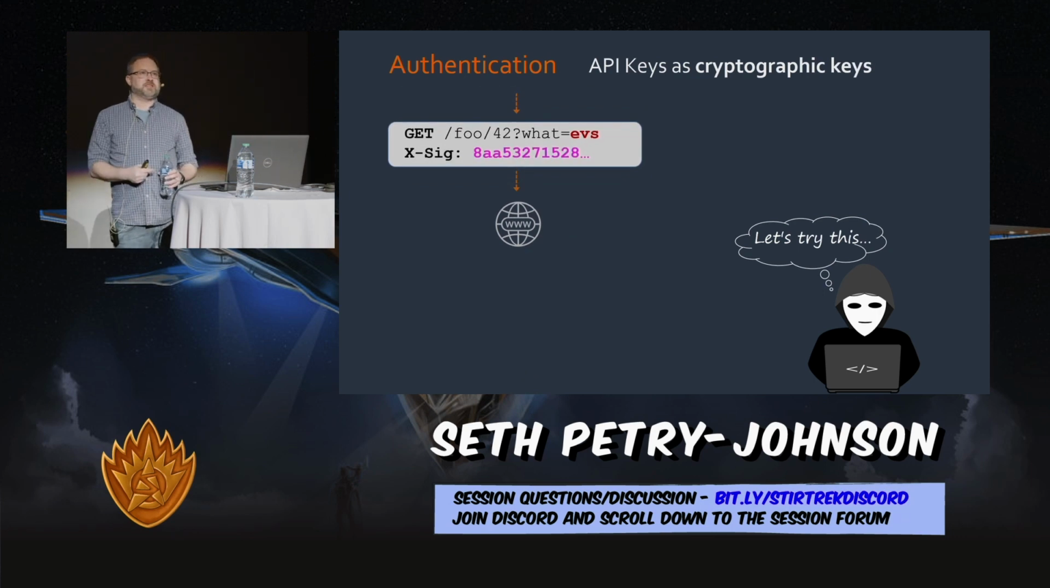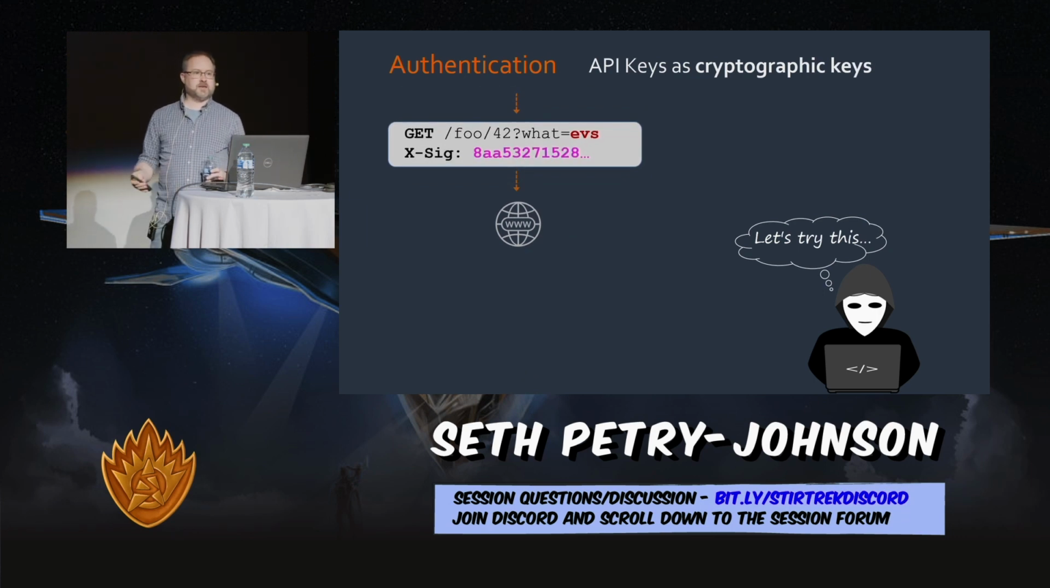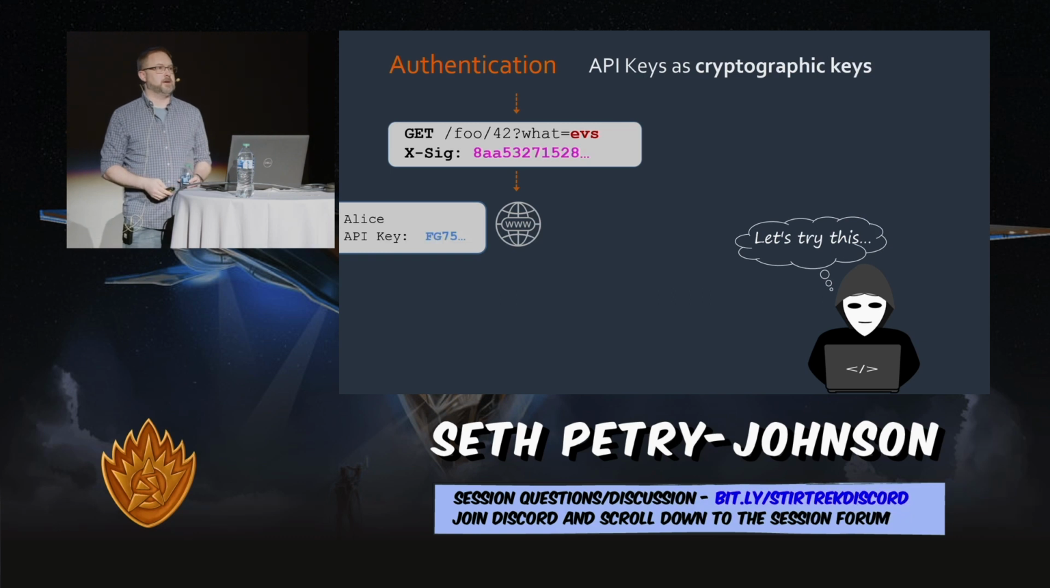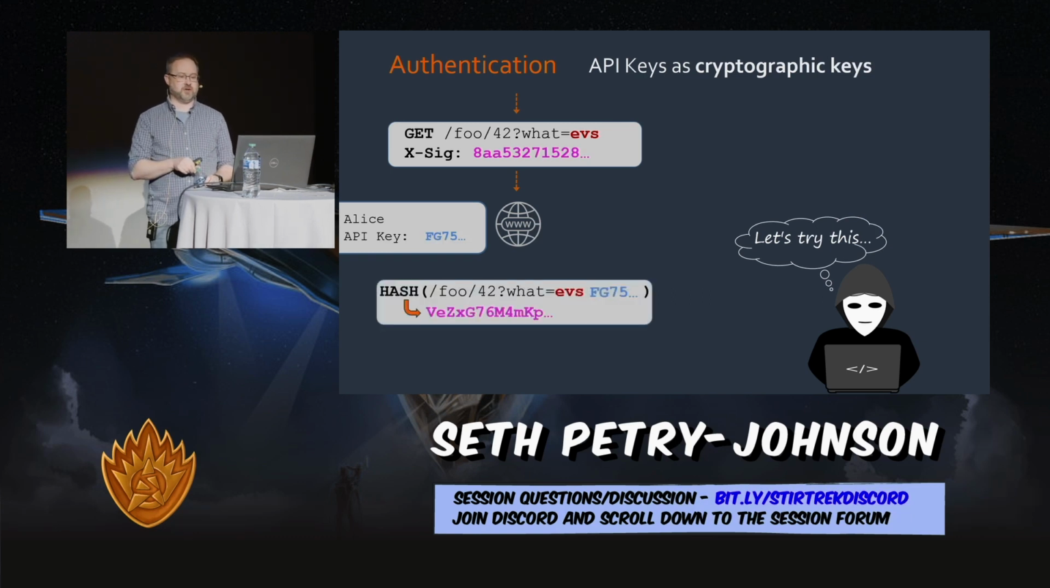But when the server receives the request, the first thing it does is look up Alice's API key. It then recalculates the signature using the request it received plus its copy of Alice's key. If the request was altered in any way while in transit, those values won't match.